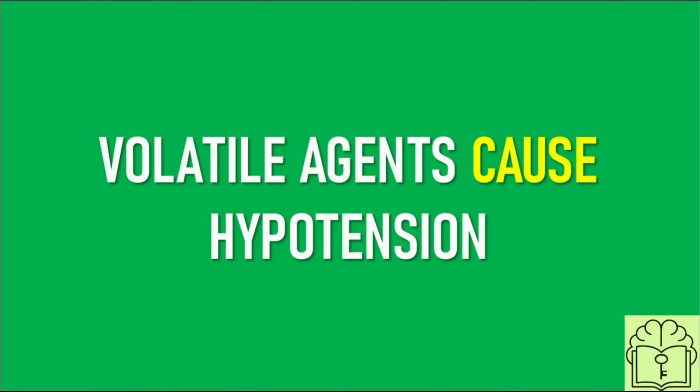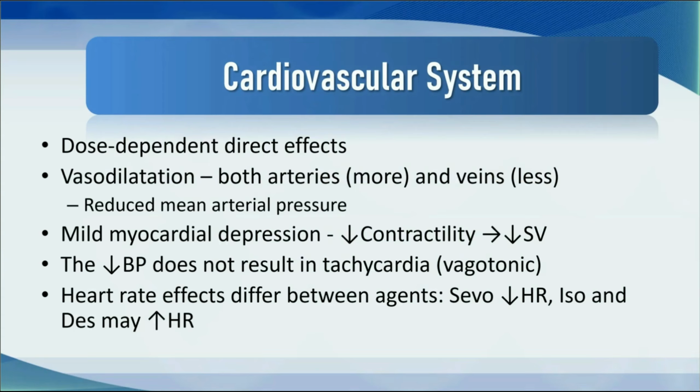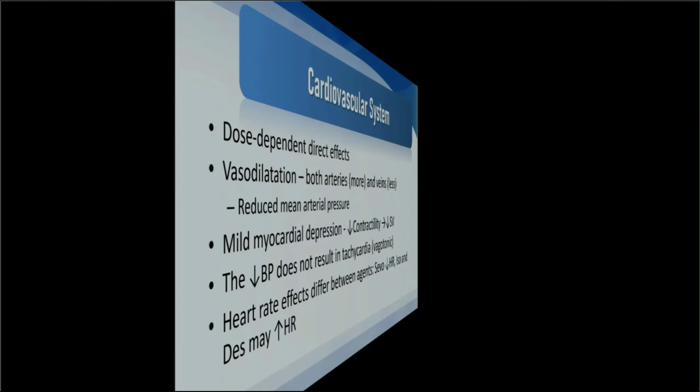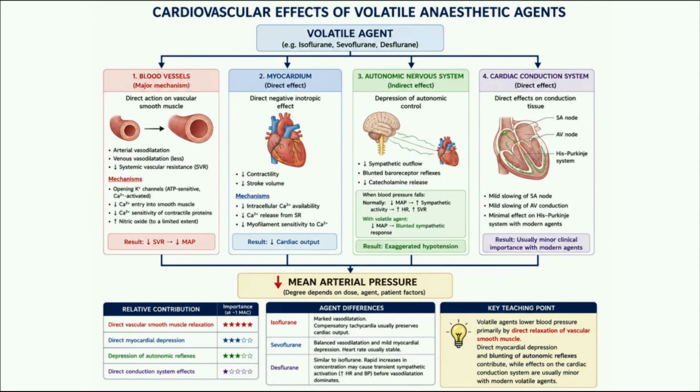All volatile agents cause hypotension, and this again is dose dependent. They cause vasodilatation of arteries and veins, and as a consequence, mean arterial pressure falls. There is mild myocardial depression due to a reduction in contractility that reduces the stroke volume. The fall in blood pressure does not result in tachycardia. As a consequence, these agents are seen to be vagotonic, but the heart rate does differ between agents. Sevoflurane may have no effect on heart rate or may drop it. Isoflurane and desflurane, in particular, may increase heart rate. But the major effect of all volatile agents is to reduce blood pressure.